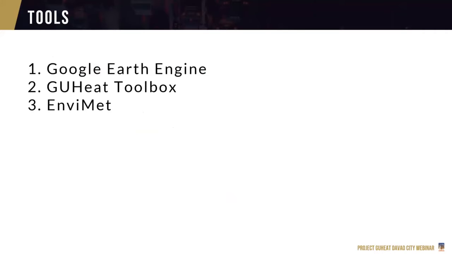Okay, so now we discuss the tools we used. So we have 3 main tools used in the project: Google Earth Engine, GUHeat Toolbox, and ENVIMET. The first one is Google Earth Engine. So Google Earth Engine, it's a cloud-based computing platform. It also has access to a huge database of satellite images.